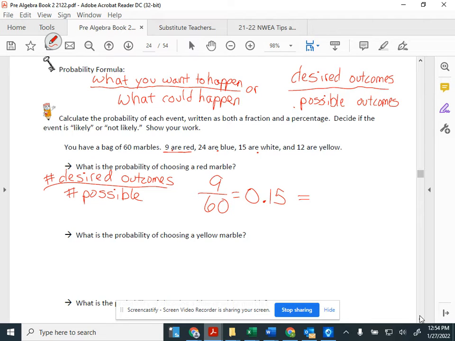We want to turn that decimal into a percent. Am I done with my answer? Why not? You have to write it this way. Is it likely or not likely? So what would it be, Owen? Not likely. Not likely, 15%. Not likely going to get any red marbles.